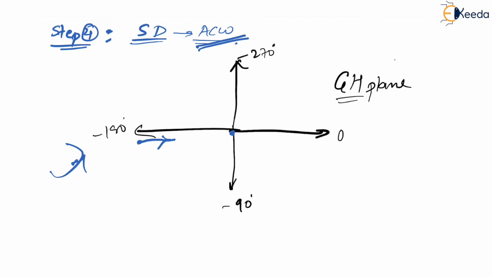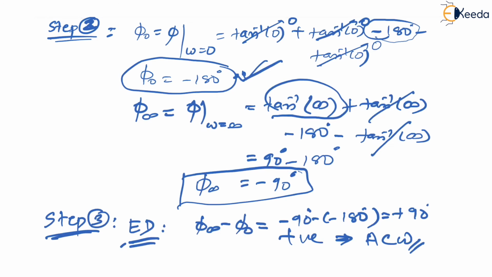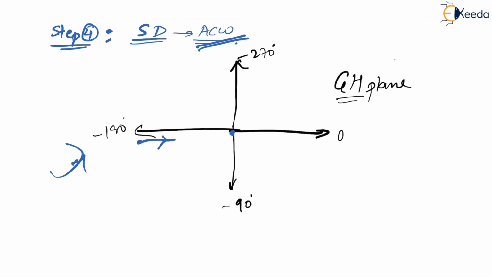Now, if the start is going in the anti-clockwise direction, what about the ending direction here? The ending direction is also anti-clockwise, which means here also it has to be anti-clockwise like this. So here you have omega equal to 0, and here you have omega equal to infinity. Am I right? Yes.